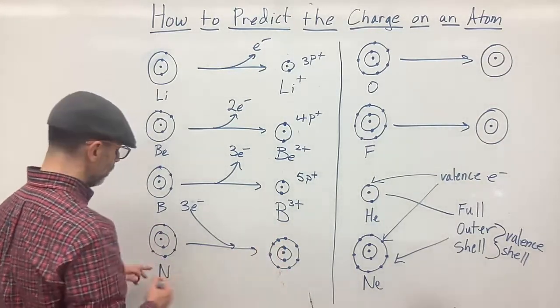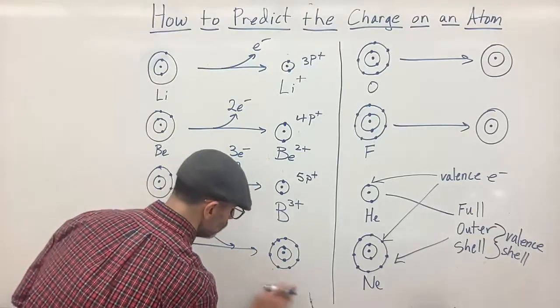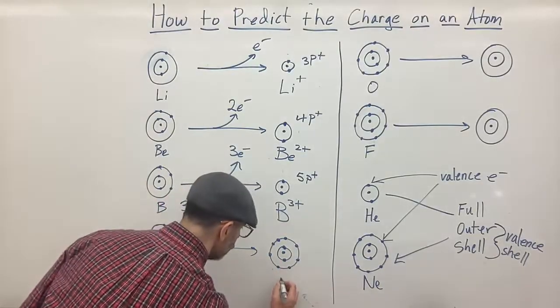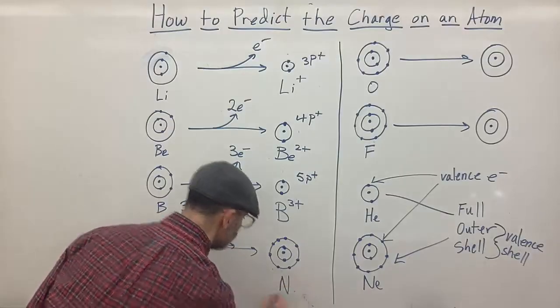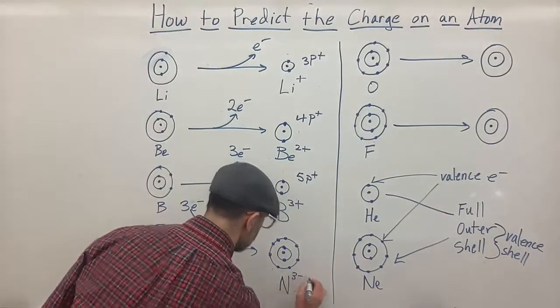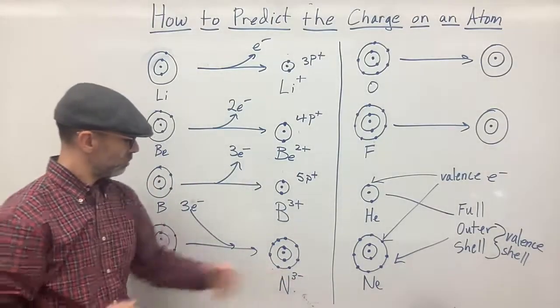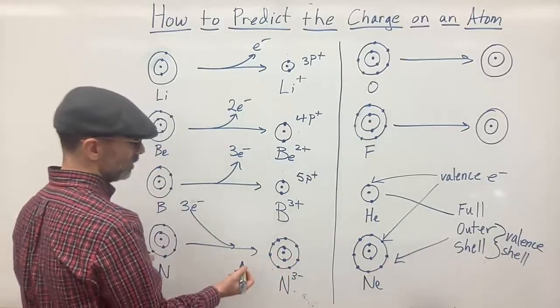It's now stable, but it gained 3 electrons. So the charge on nitrogen is going to be a 3 minus charge. Because how many protons does this have?